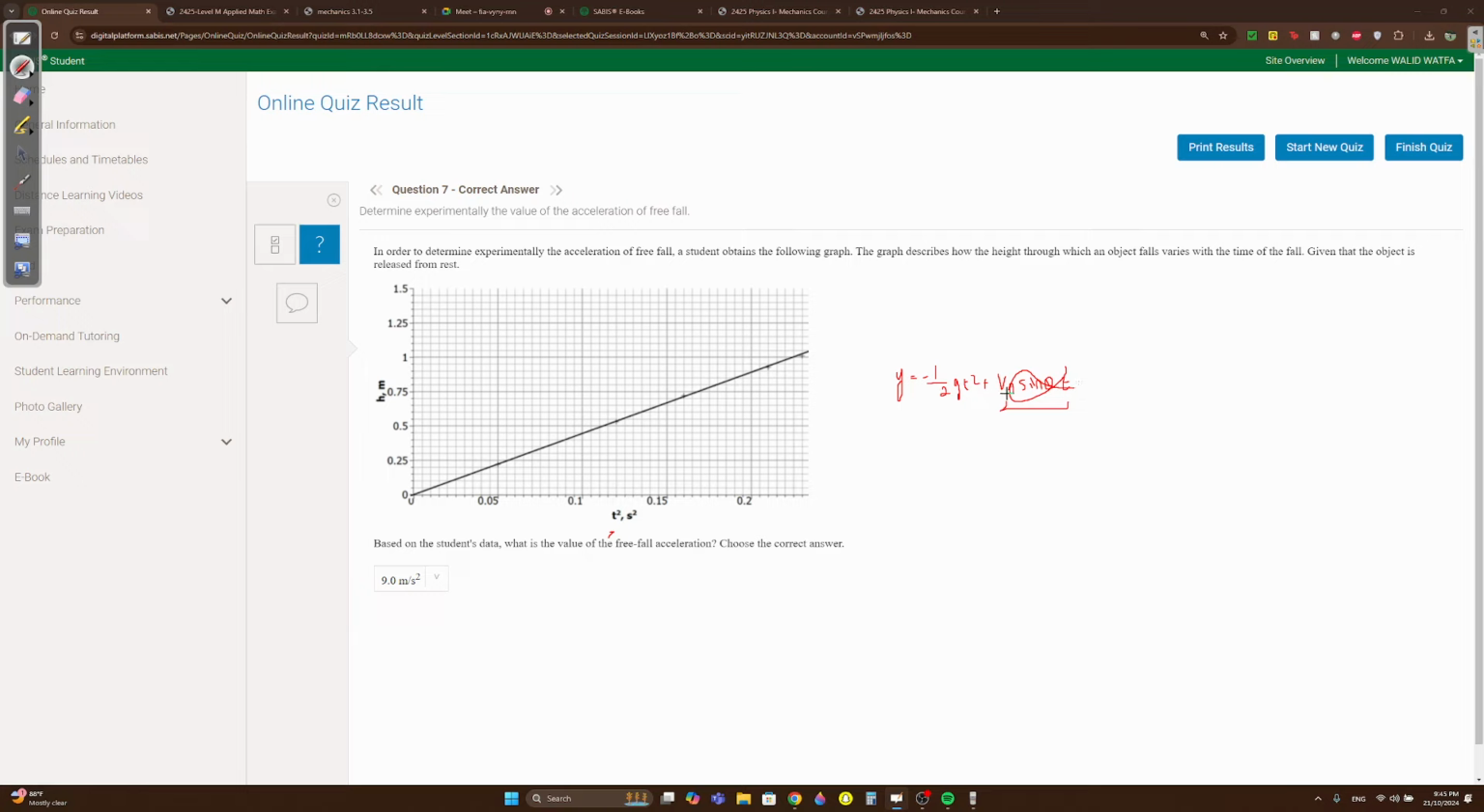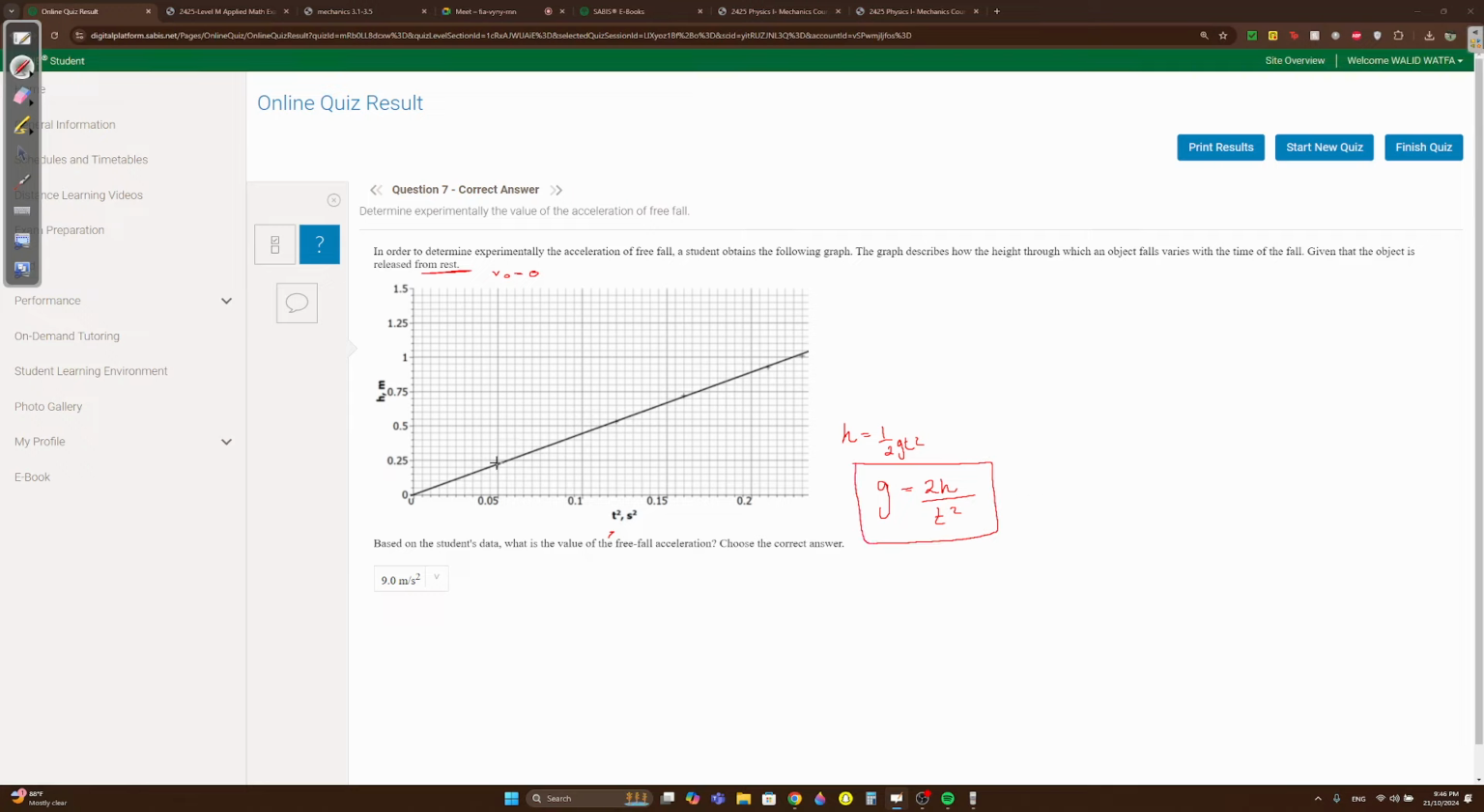Just to make things a bit clearer, we're going to ignore this part, because he said released from rest, so v naught is 0. And let's ignore the negative here. We're just going to take it that the height is equal to half g t squared. I'm just deriving the formula for you, so just look at the final product. You want to find g, the free fall acceleration. So you divide by half on the other side, it becomes 2 times h, and divide by t squared. This is the formula you're going to use for this question.